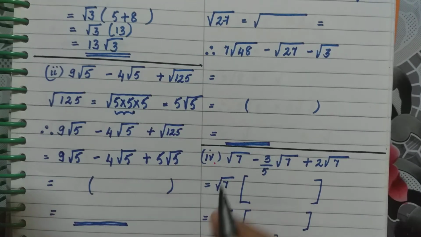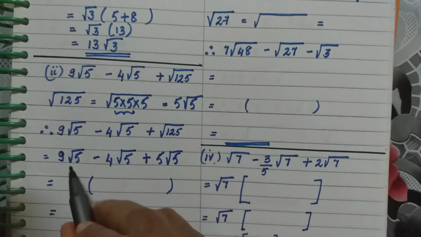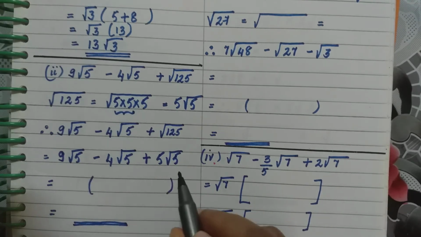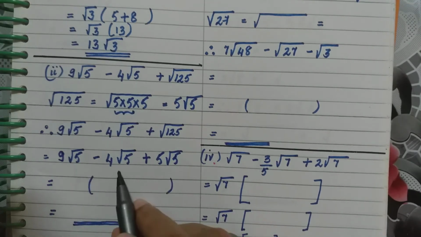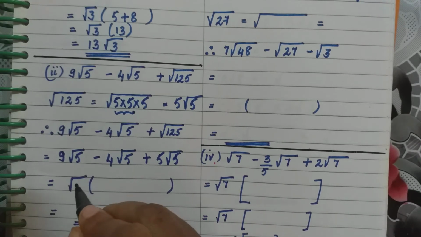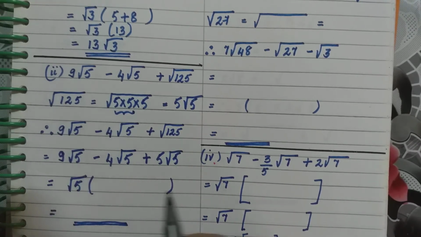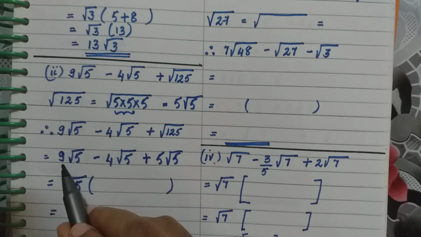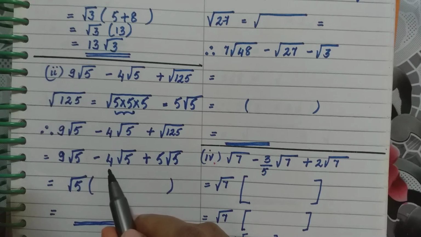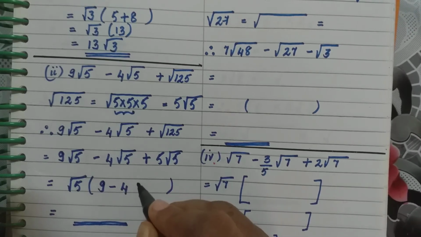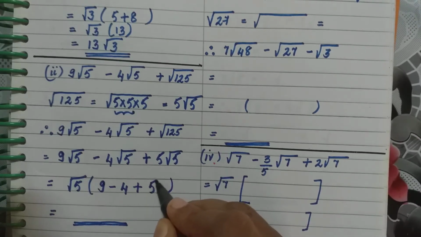Now can you see all the three are like surds? The order is the same for all of them. The radicand is the same for all of them. That means square root of 5 is common for all. Write square root 5 outside. What will be inside the bracket? What is outside in each case? 9 minus 4 plus 5. So I write here 9 minus 4 plus 5.